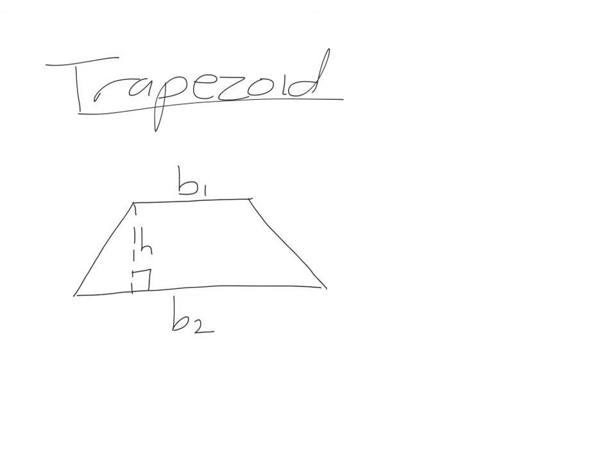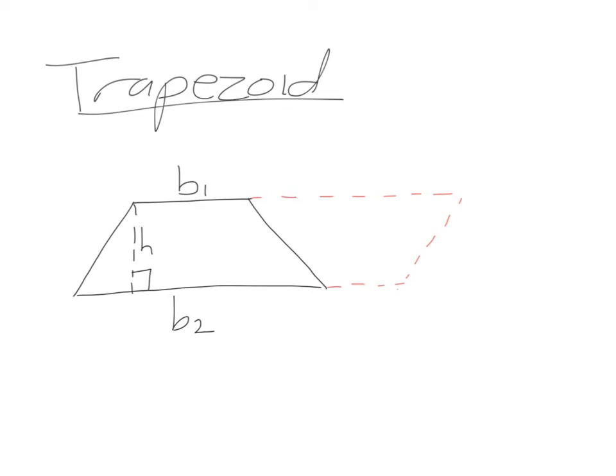Now, like I do with the triangle, if I take a congruent trapezoid and turn it like that, again, notice what shape I have. I have a parallelogram. So right away I notice that the trapezoid is going to be half the area of the parallelogram. But the question is, what's the area of the parallelogram?